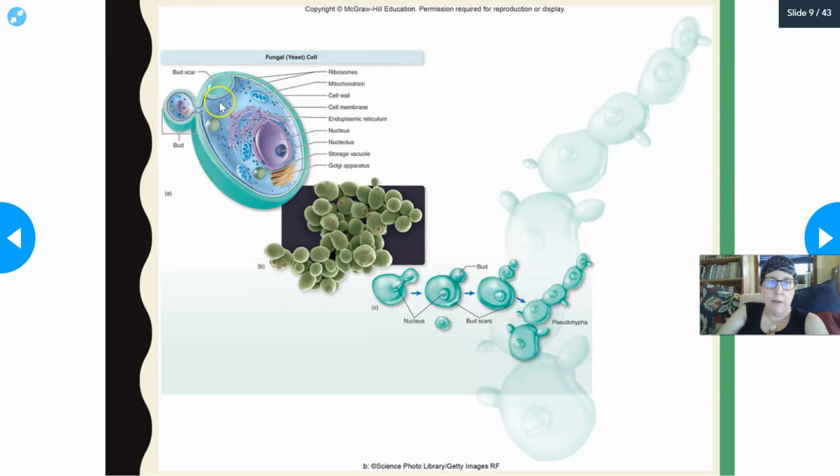So a typical yeast fungal cell will have a bud, ribosomes, mitochondria, a cell wall, which is pretty typical for yeast, a cell membrane, endoplasmic reticulum, the nucleus and the nucleolus, storage vacuoles, and a Golgi apparatus at the very least.